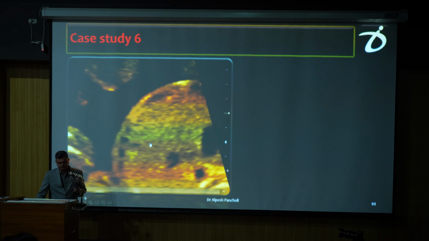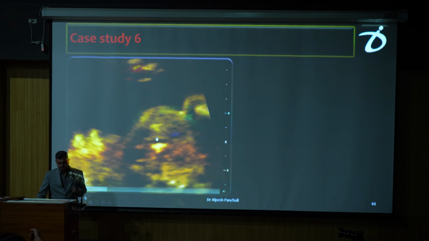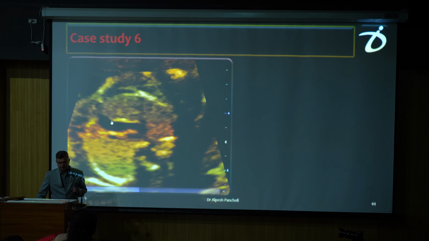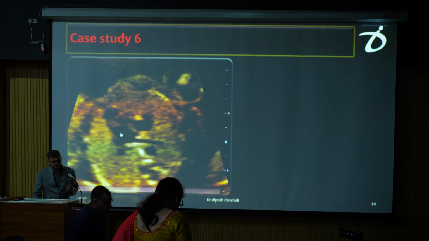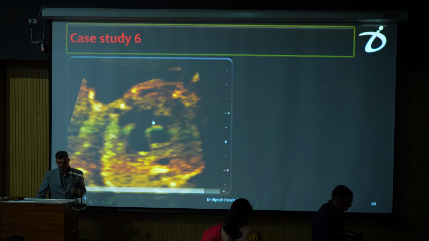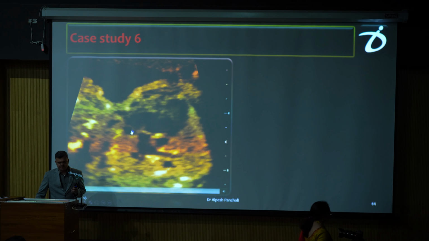Coming to another case. So we have a single vessel on the 3-vessel trachea view. There is a large VSD there. The aorta is arising from the right ventricle.